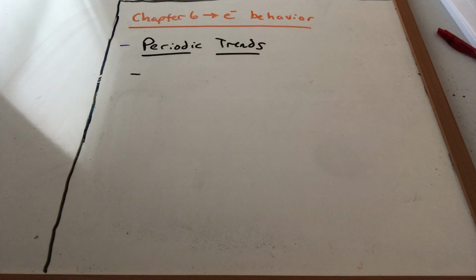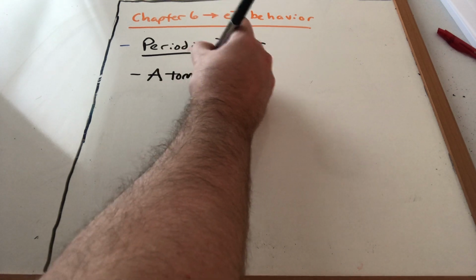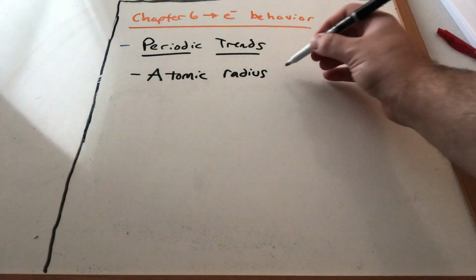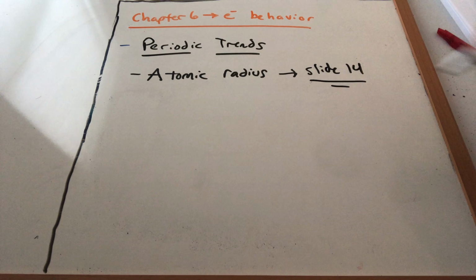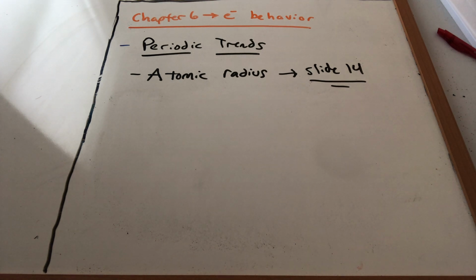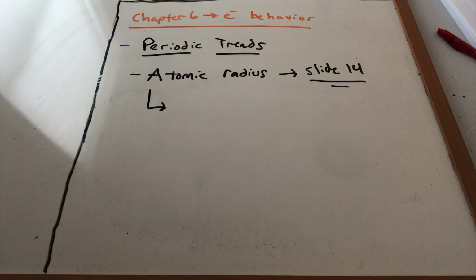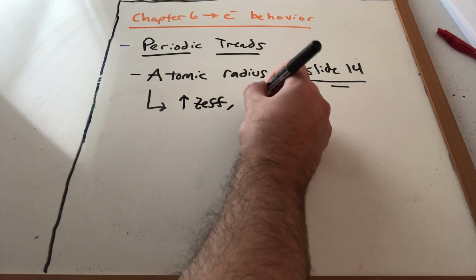And this actually helps us explain the other two trends that we're going to discuss. The next trend that we're going to discuss is atomic radius, which is another way to say atomic size. And you can see on slide 14 of our slideshow, our chapter 6, chapter 7 slideshow, you'll see information related to atomic radius, but it's just a periodic trend that depends on Z effective. A higher Z effective means a smaller radius.